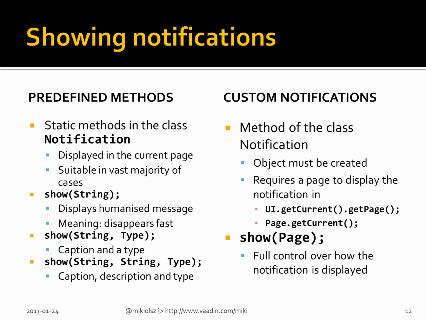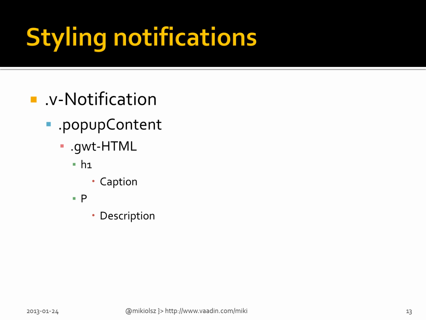The drawback is that you have to construct the object and you have to set its properties by yourself. The advantage is that you have full control over how the notification is displayed, so you can set your own delay time, or you can set the colors and styles and everything. This is how we style notification. So there is a vNotification CSS rule. The caption is in header 1 and the description is in a paragraph element.